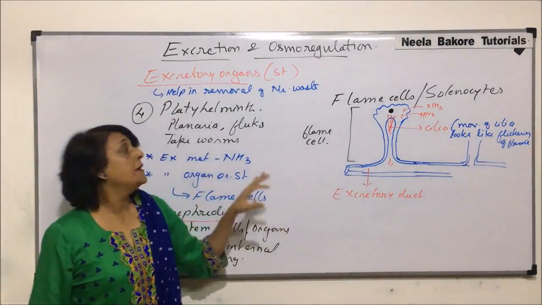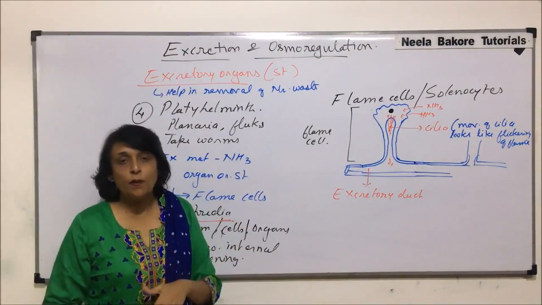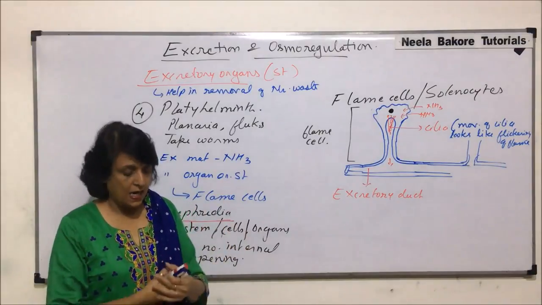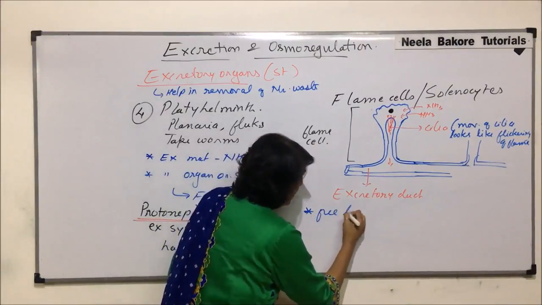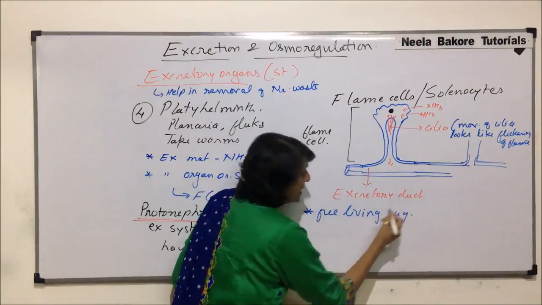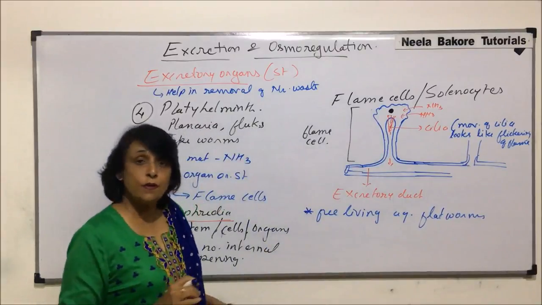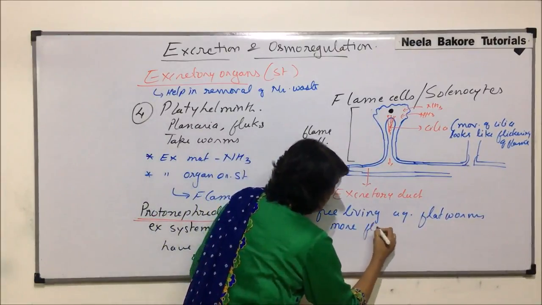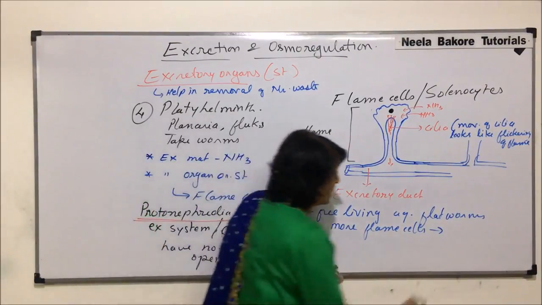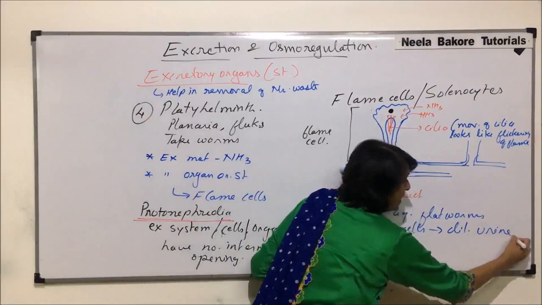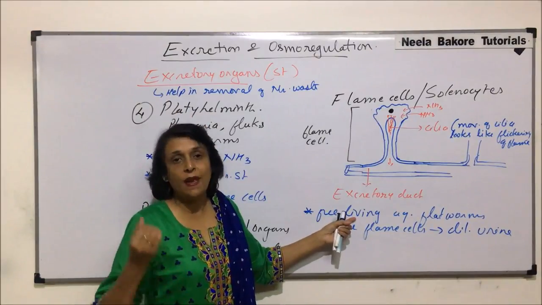Now, if we are talking of free living ones and if they are in fresh water, then there is another problem, that is excess of water which is coming in. So in fresh water, free living aquatic flatworms, there are more flame cells, and they excrete dilute urine.